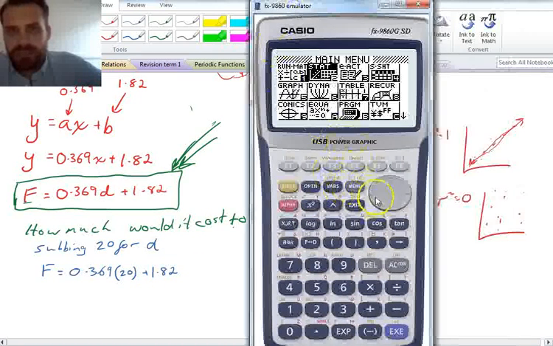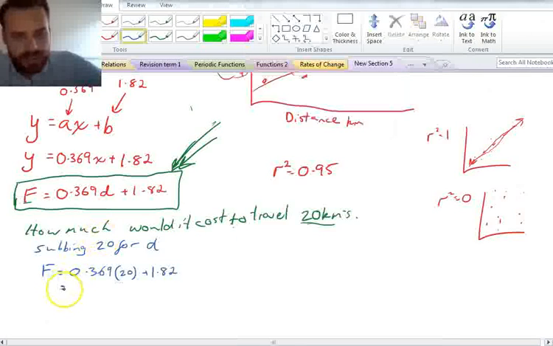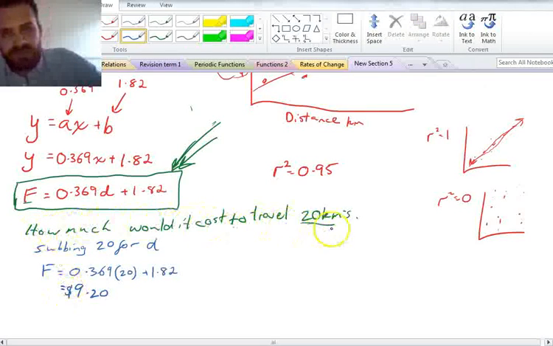So I'm going to go back to my regular calculator section. 0.369, open a bracket, 20, plus 1.82. Okay, and I get an answer, 9.20. So the answer to my question, how much would it cost if I travelled 20 kilometres? About, and that word's important, about $9.20.